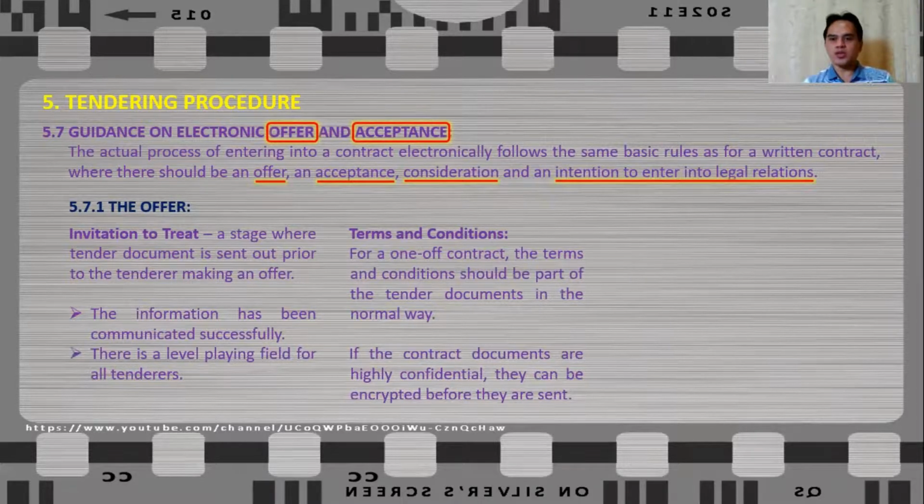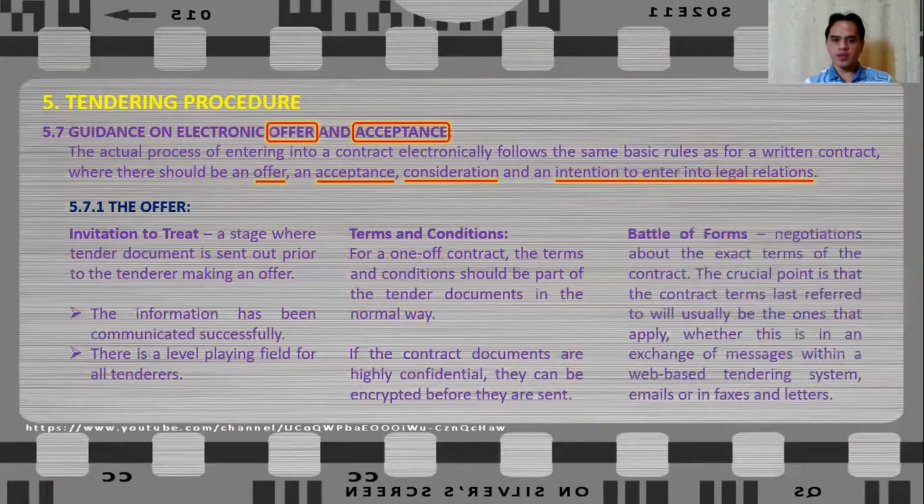And of course, during this time, there will be some negotiations with regards to terms and conditions. That is what we call the battle of forms. Negotiations about the exact terms of the contract. The crucial point is that the contract terms last referred to will usually be the ones that will apply, whether this is in an exchange of messages within web-based tendering system, emails, or in faxes and letters.